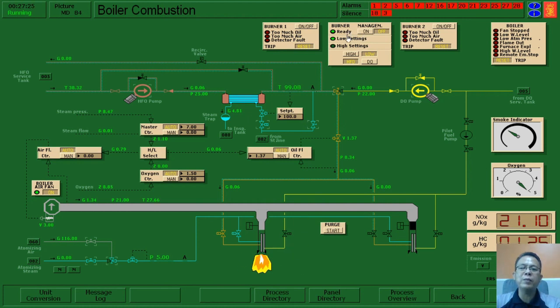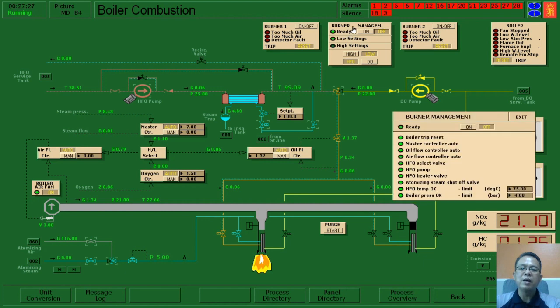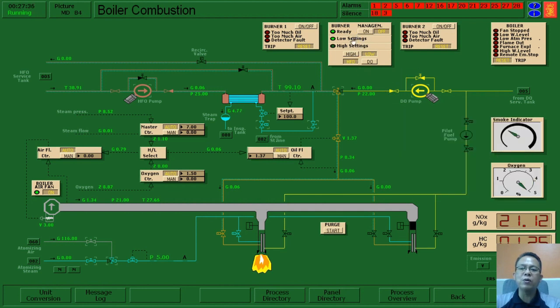As you can see, the burner management is in ready position, and we have already completed the requirements. It is ready to push the on button so that there is an automation mode. When we switch on the auto mode, we can see the fire wheel shuts off. It shuts off because the steam pressure here is 8.62.